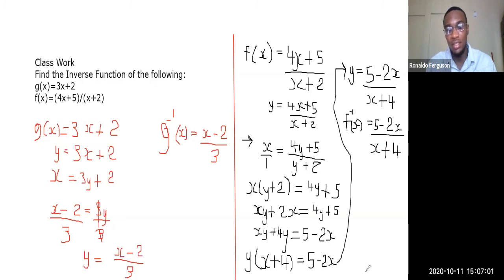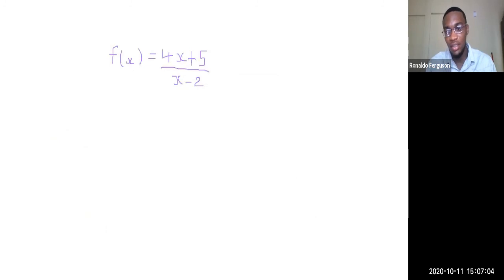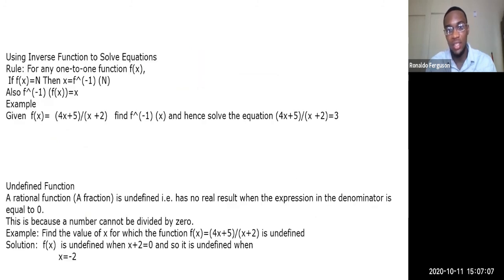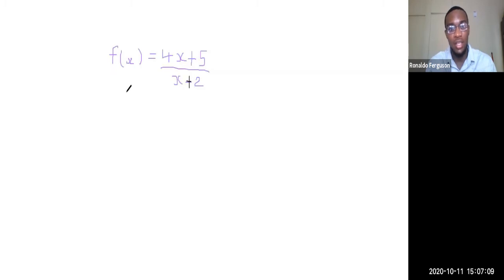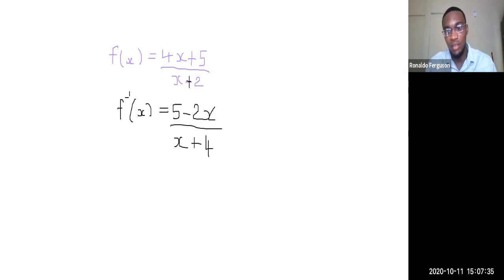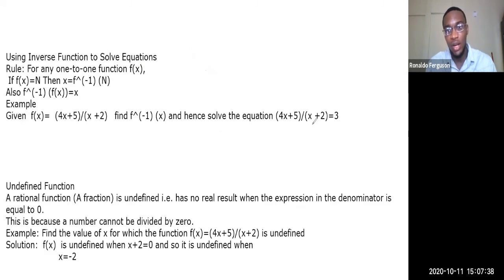It's the same question. And so the inverse is just going to be the same as around there, which was 5 minus 2x over x plus 4. So f inverse of x is 5 minus 2x over x plus 4. That's the inverse function. So after we have the inverse function, it says hence use the inverse and solve 4x plus 5 over x plus 2 equals 3.